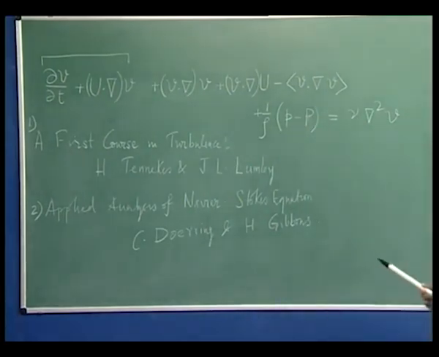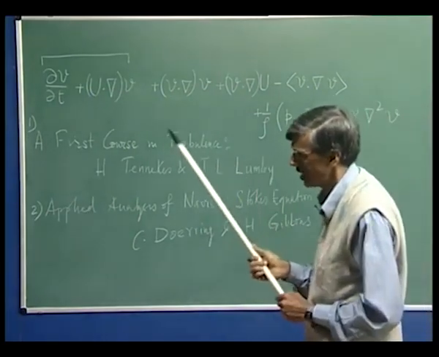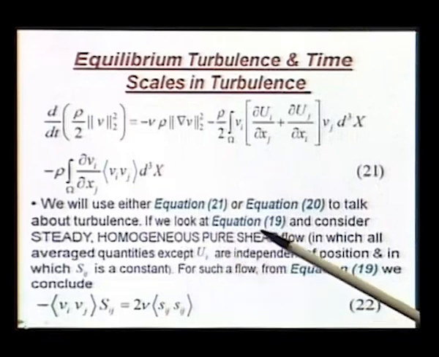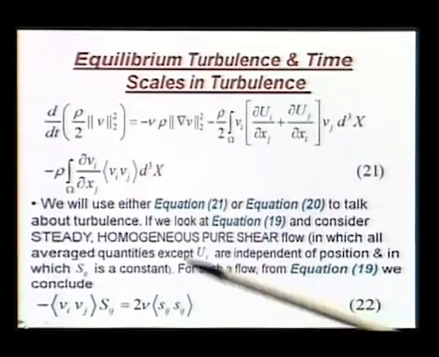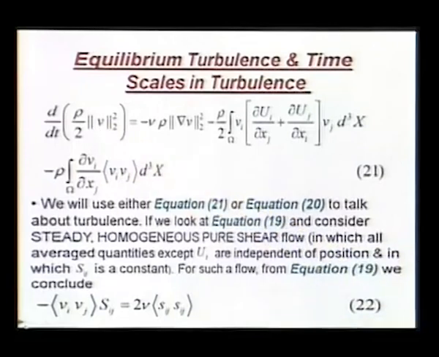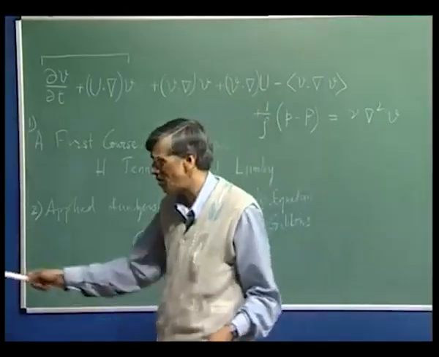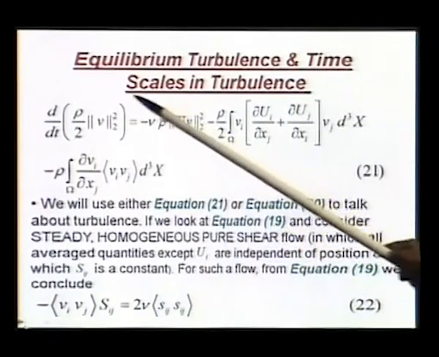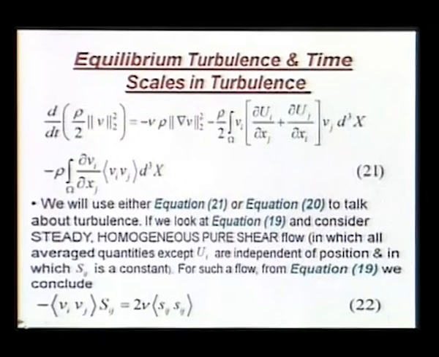So, then we decided to take a look at a special flow, which we called as a steady homogeneous pure shear flow. Steadiness comes from, if I put the left hand side time derivative equal to 0. Homogeneous will say that all quantities, average quantities, are independent of position. They are same everywhere except the mean flow. That convects the flow, right? That gives rise to the time rate also.